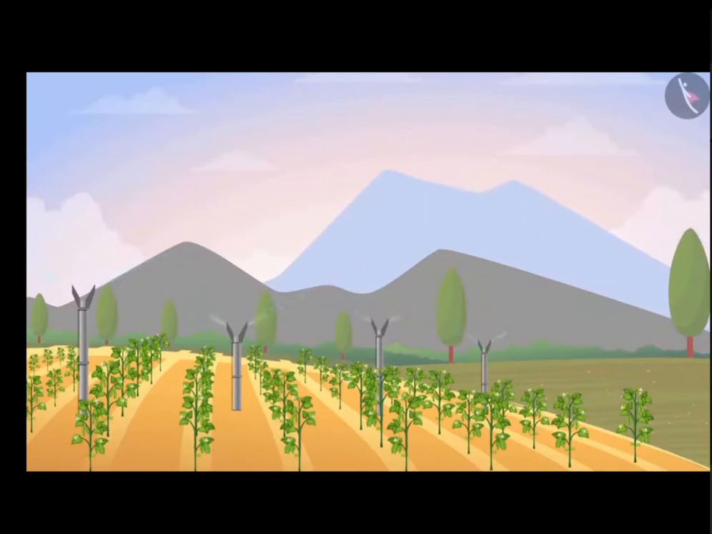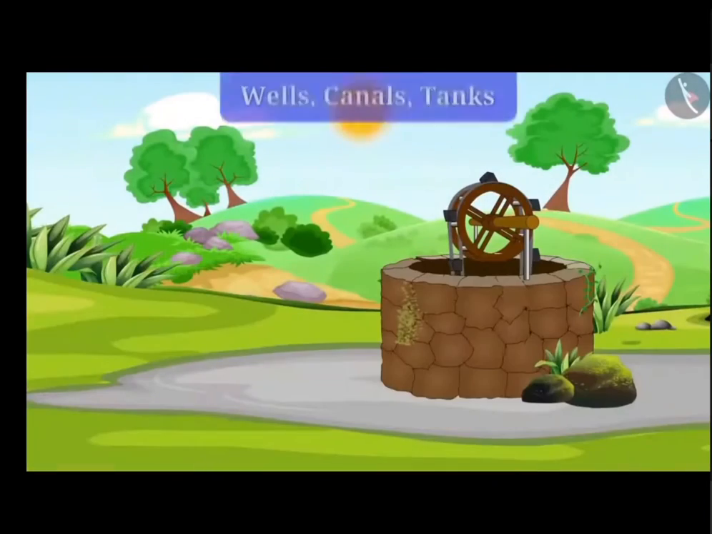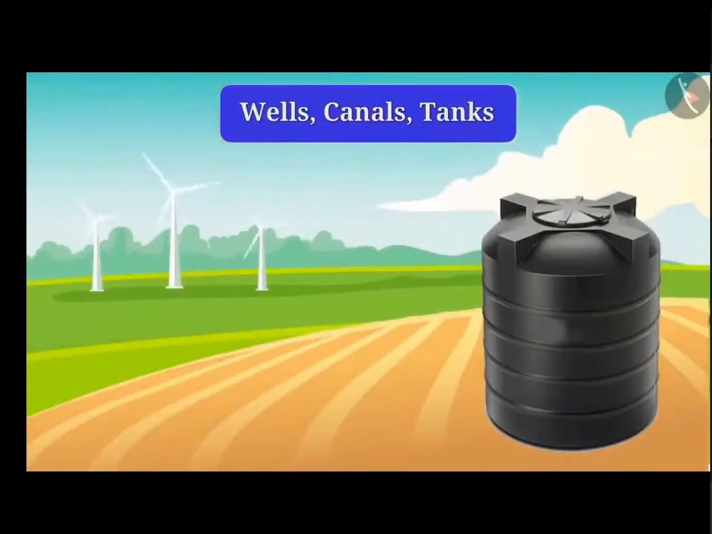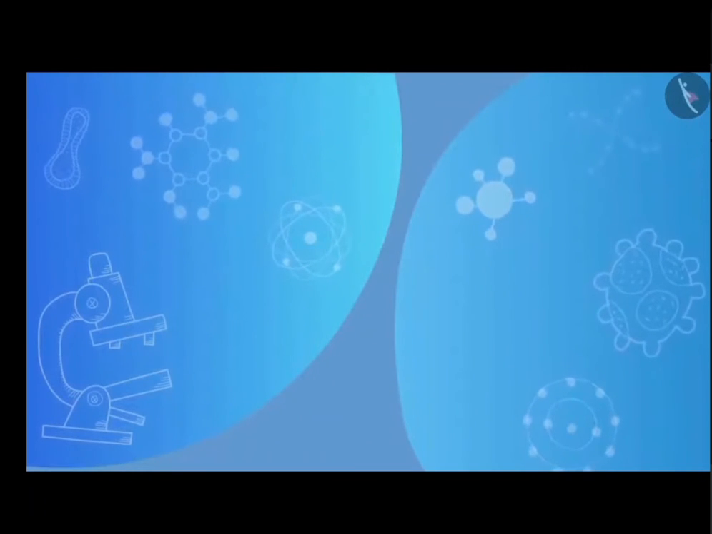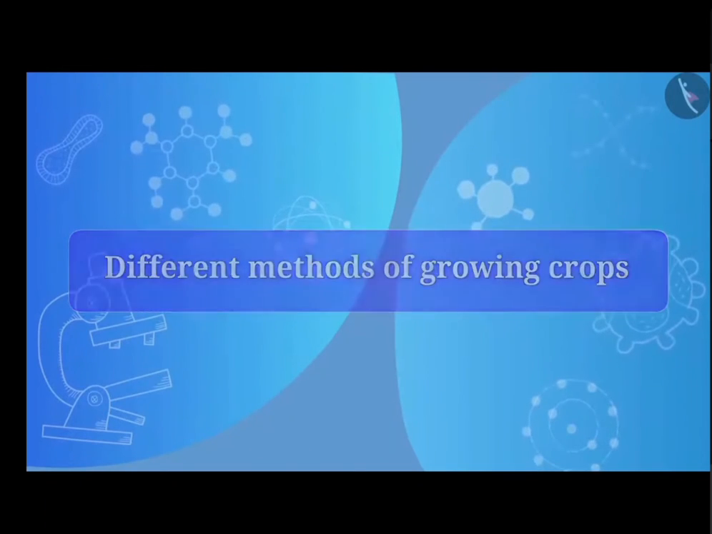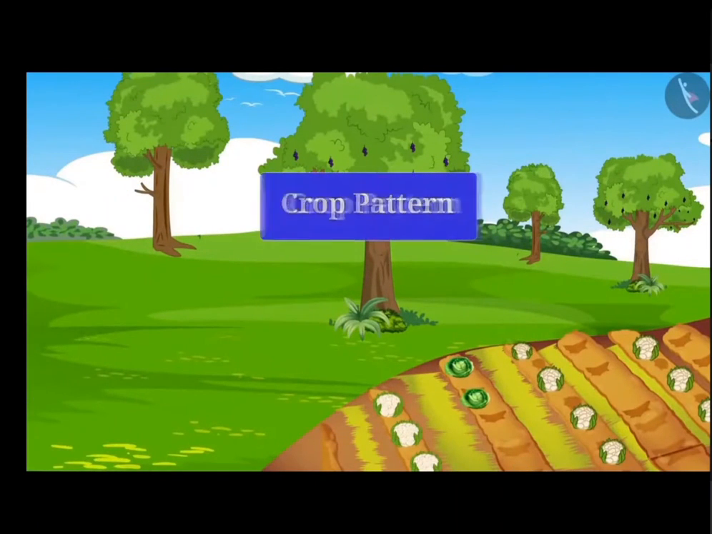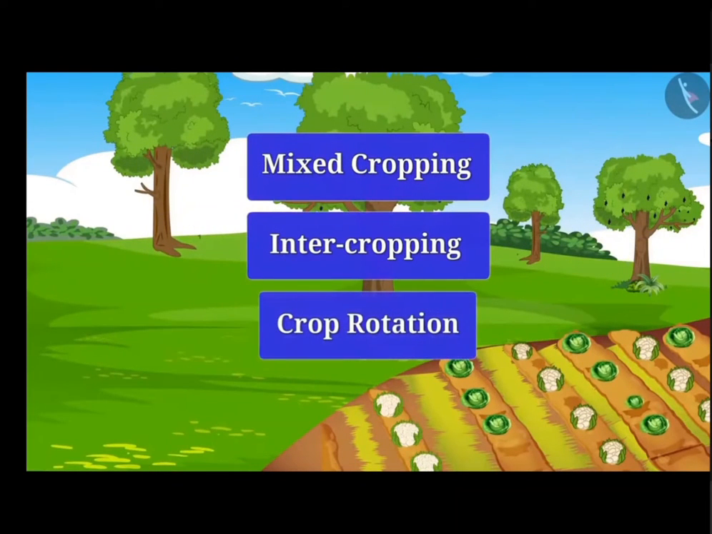Do you know where the plants get water from? Think. Plants get water naturally from rain and artificially from wells, canals, tanks, etc. Friends, do you know how crop production can be increased by using different methods of growing crops? Let us learn how crop production can be increased by using different cropping patterns, for example, mixed cropping, intercropping, and crop rotation. Let us learn about these methods in detail.